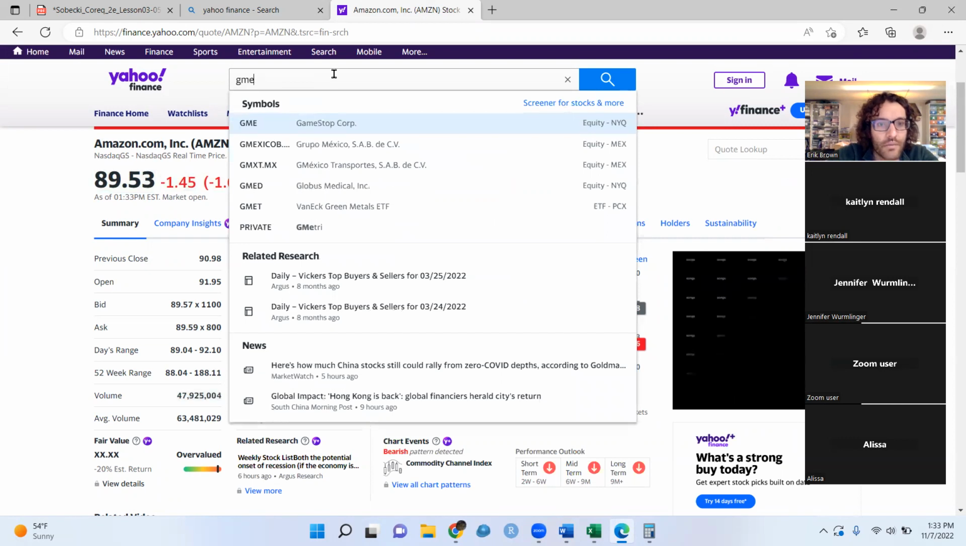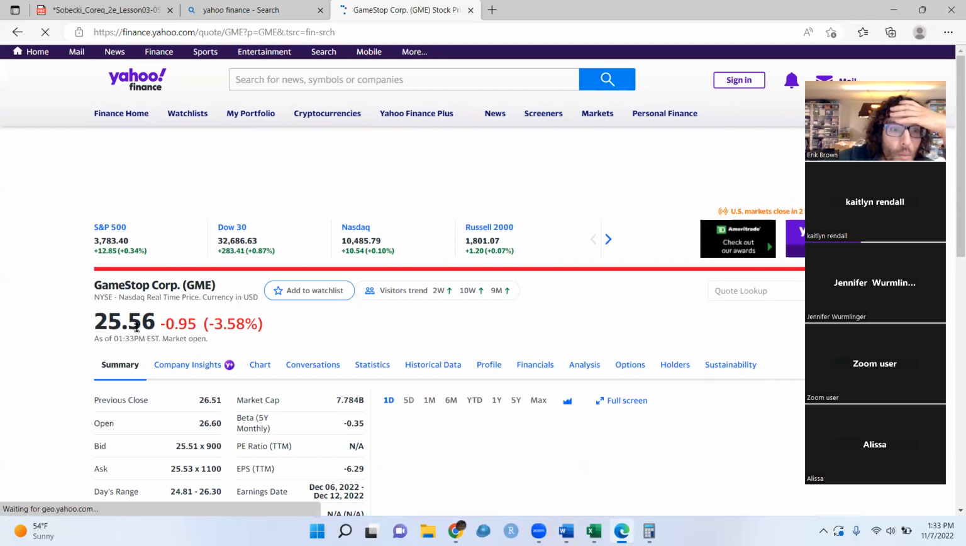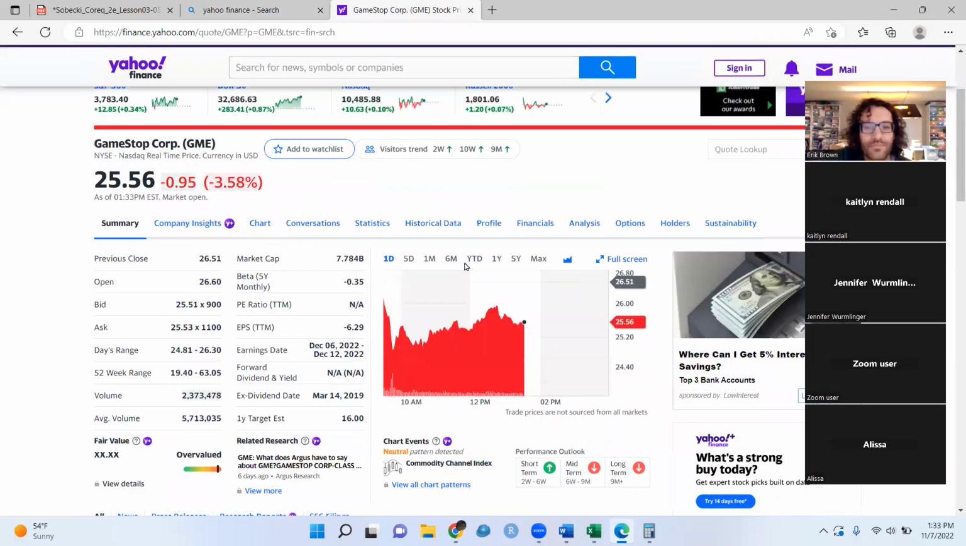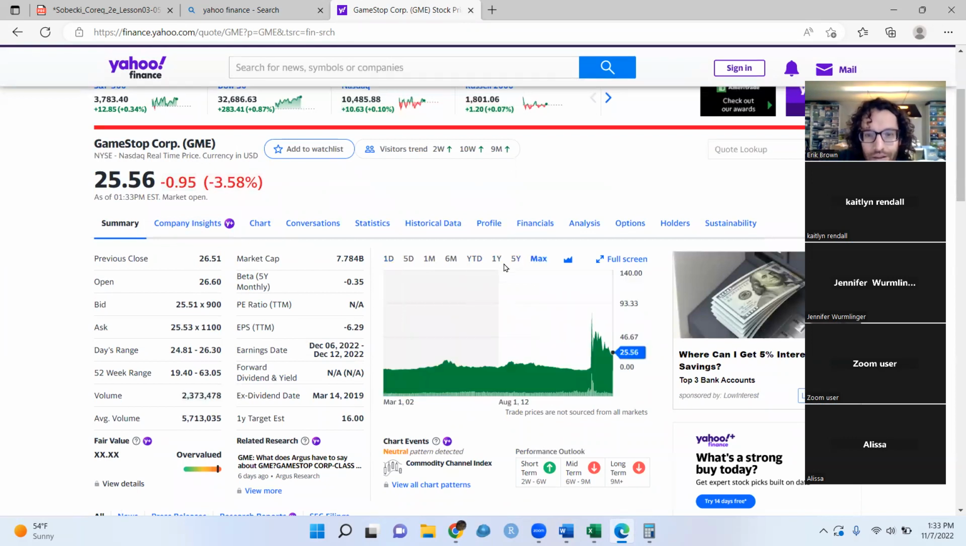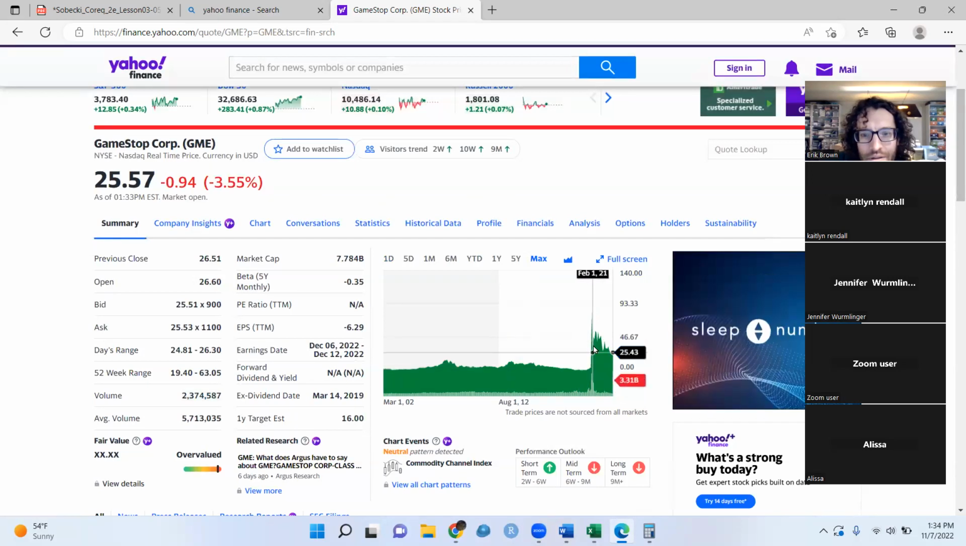GME, right? GameStop. Here it is, GameStop. Let's see what its value is currently. Oh my, it's down to $25. What? So if you look at all time, see it went here, $1.67, $1.96, January 2020, and then it just went insane. 81. Boy, where did I get the $233 stuff? Must be somewhere in here.